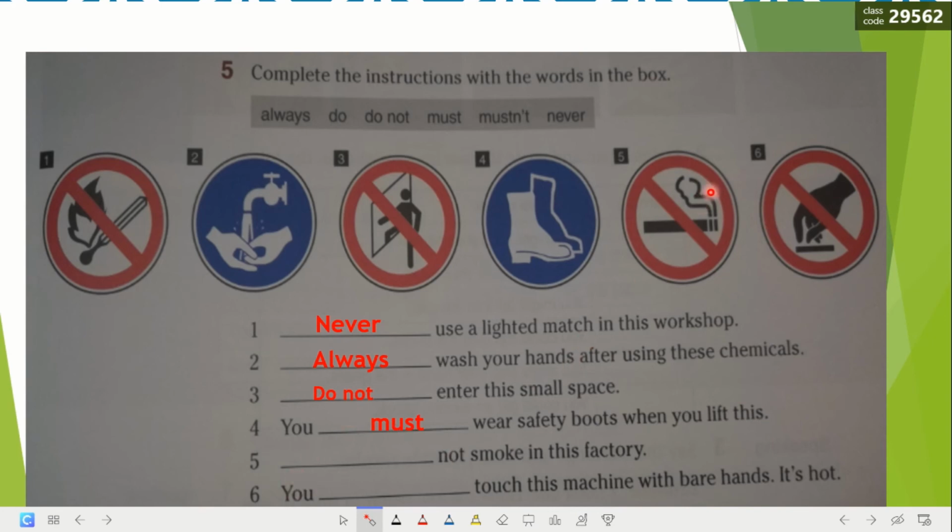Number 5, it's a prohibition. Not smoke in this factory. So we start with do. Do not smoke in this factory. Finally, you touch this machine with bare hands. It's hot. Of course, the answer is mustn't.